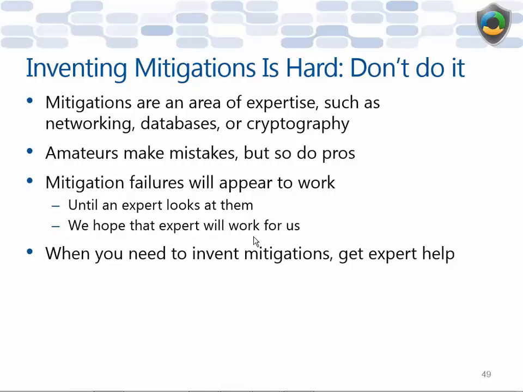Mitigations are an area of expertise. So in other words, the people who do this have to be trained to do it and have to know what they're doing. It says amateurs make mistakes, but so do pros. Typically, though, the difference might be the degree of magnitude. A pro might make a mistake, but the effect of that mistake might be marginal. Whereas if an amateur makes a mistake, if they forget to do something, it's not impossible that the results could be catastrophic.